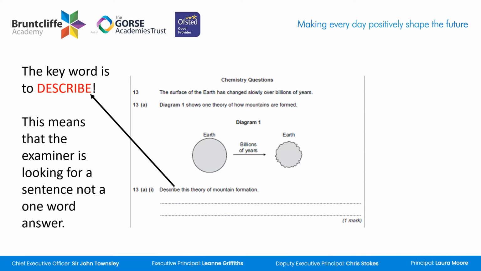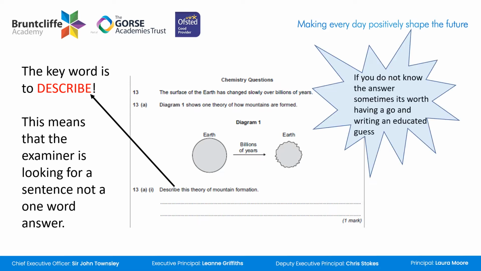If you look at the lines provided for this question, there are 2 of them. This means the examiner is looking for a sentence and not a one-word answer. It is always worthwhile having a go. Even if you do not know the answer, writing an educated guess can score you the mark.